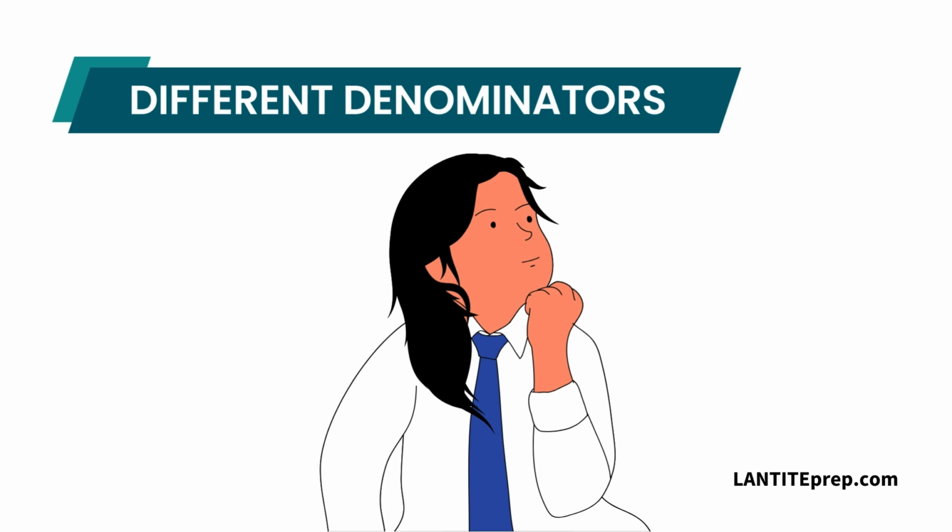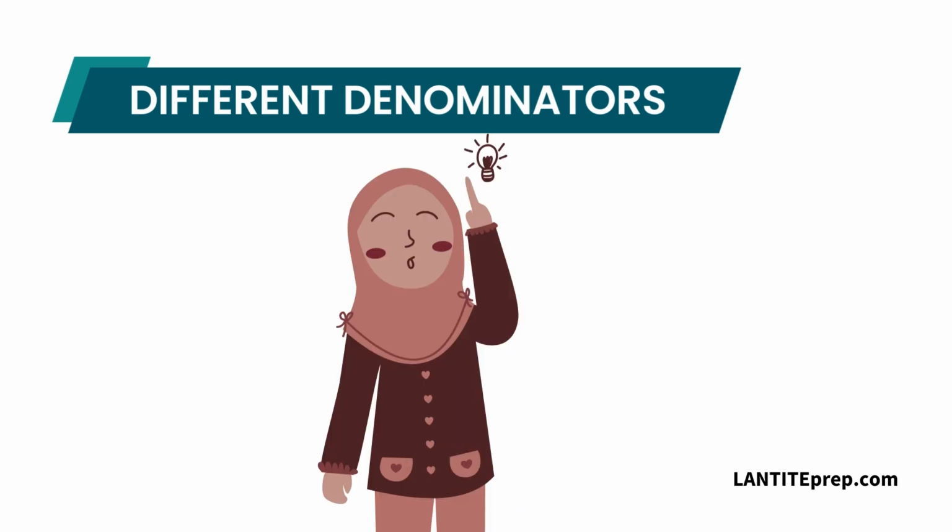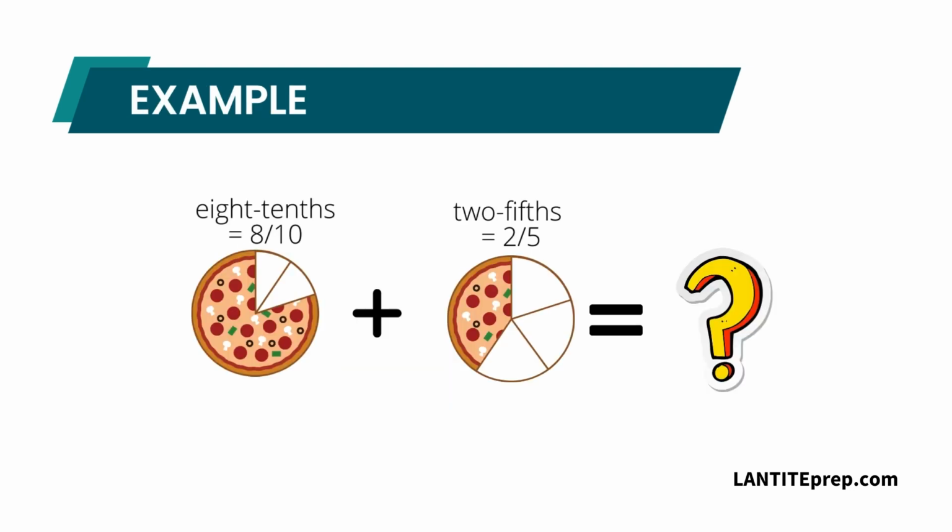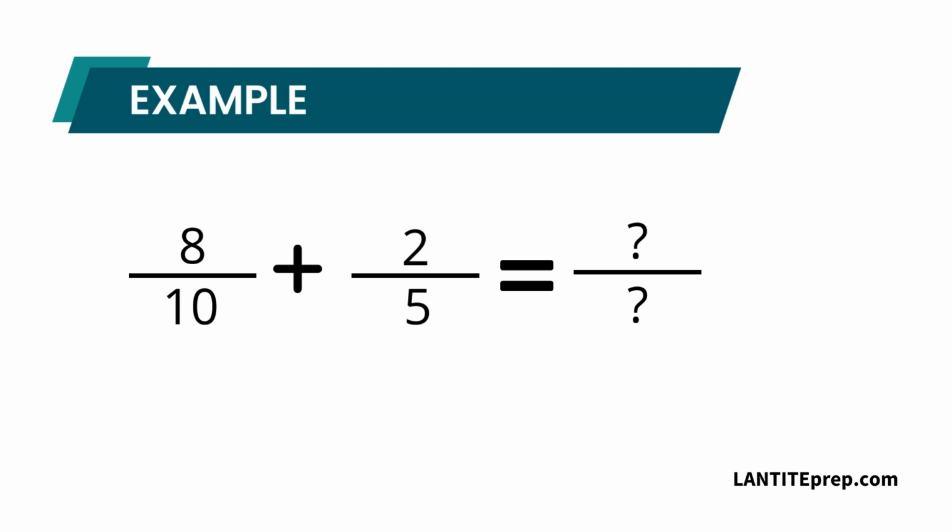In this case, we must make the denominators the same. Let's look at this example where we have 8/10 and 2/5. Pause the video and see if you remember how to add these together. Push play when you're ready for an explanation. Let's walk through solving this. We've rewritten the problem to be a little easier to work with.